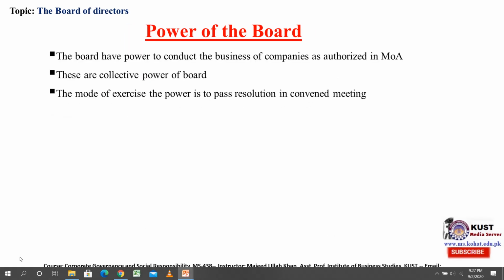Power of the board. What are the powers of the board? The board has the power to conduct the business of the company as authorized in the memorandum of association. These are collective powers. An individual director has no power to make decisions in their own way. The mode of exercising the power is to pass a resolution in a duly convened meeting. The meeting is convened, and then they decide the matter, and then they pass a resolution in order to resolve the issues.